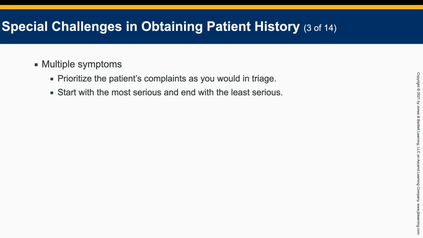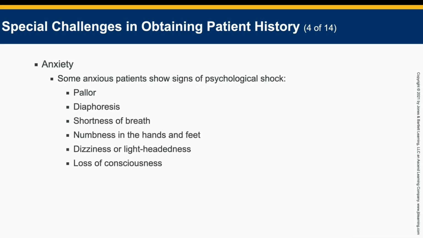Another challenge when obtaining a patient history is when the patient reports multiple symptoms. Patients will sometimes describe several problems at once, and it might not be immediately clear which of these is the most important or which symptoms started first. In these situations, you should approach the situation similarly to triage. This means prioritizing the patient's complaint based on which symptoms are the most serious or potentially life-threatening. Start by addressing the most concerning or severe symptoms first, such as chest pain, difficulty breathing, or maybe altered mental status. Once those have been evaluated, you can move on to the less serious complaints.